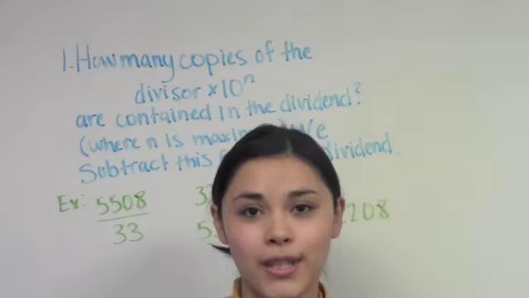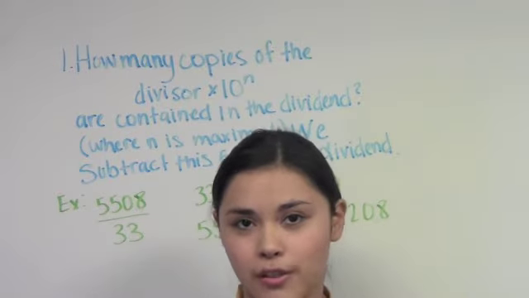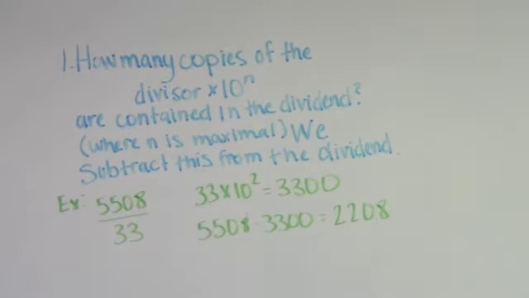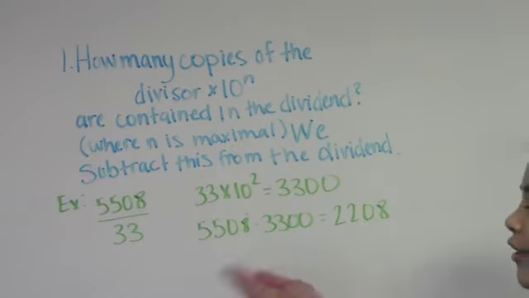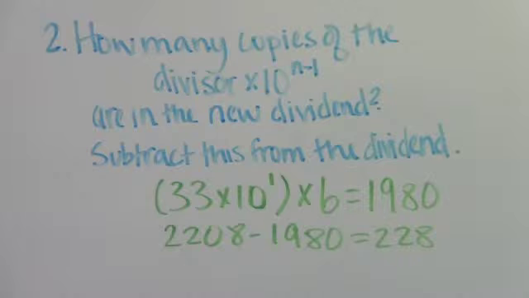Let's consider the two previous examples and look at the general process of long division. First, we ask, how many copies of the divisor times 10 to the n power are contained in the dividend, where n is maximal? We subtract this from the dividend. For example, consider 5,508 divided by 33. We find that one copy of 33 times 10 to the second power fits in the dividend. We subtract this from it. It gives us 2,208.